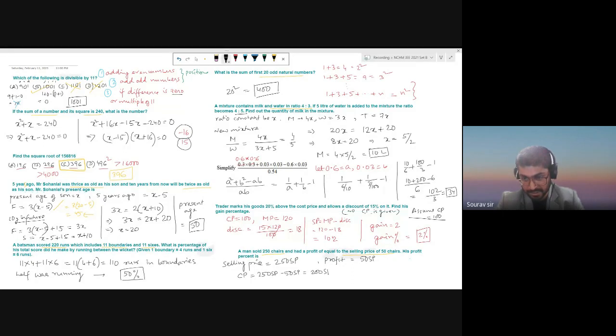See, SP will cancel out. So profit percent will be 50 SP by, no, CP was 200, right? The 200 SP into 100%. These cancel out because the SP will be a number, right? The value will cancel out. This is 4, so 25%.